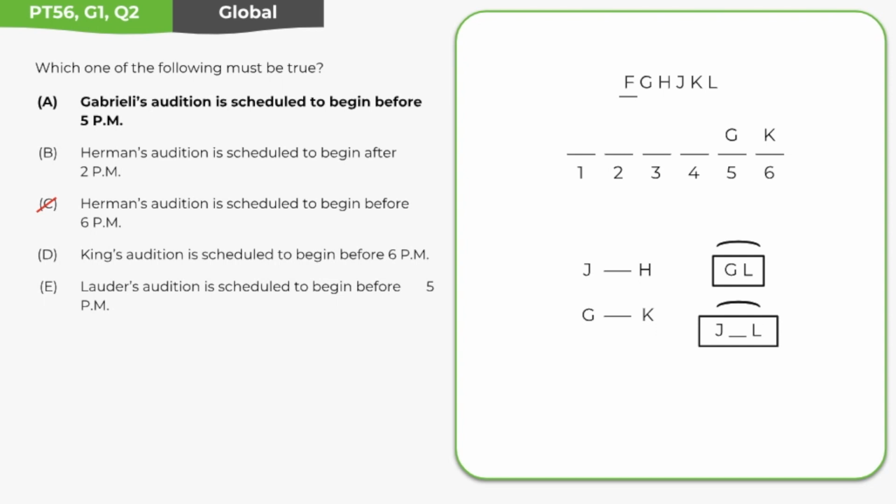So if we put G 5, then we put K 6, and we know that G and L need to be consecutive, so L would go 4, and that J and L need to be separated by 1, so that's going to force J 2. We know that J needs to precede H, so that's going to force H 3, and that leaves F to go in position 1. And remember, in this question, it wasn't the case that F was precluded from position 1. So this actually works. So does G need to begin before 5? No. G could begin at 5. And so we can eliminate answer choice A and then go check answer choice B.